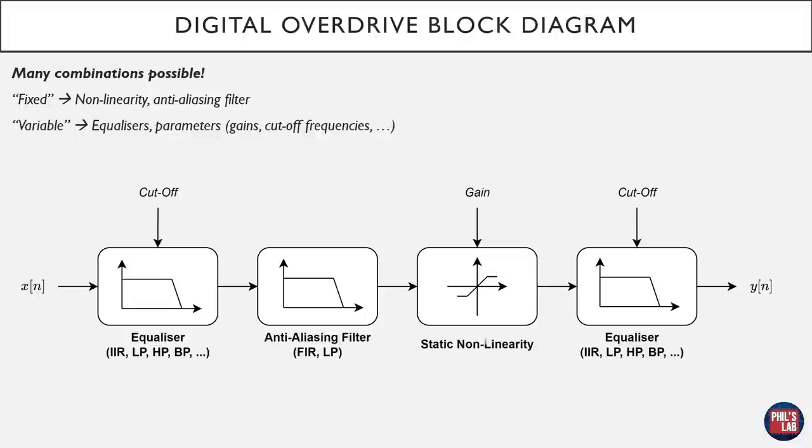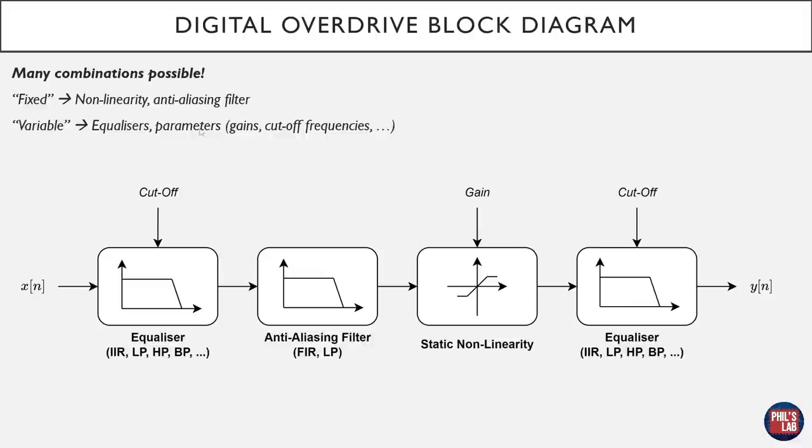In the case I'll show you in this video, I have a static non-linearity, and I can control the gain that goes into this. So I can increase the amount of distortion simply by amplifying the signal before it passes through the static non-linearity. Before that, I have an anti-aliasing filter designed using the tool we just saw. This is an FIR type low-pass filter with a cutoff frequency of a quarter of the sampling frequency.